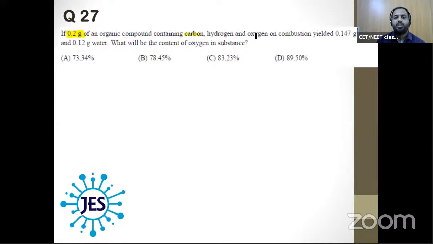Carbon, hydrogen, oxygen. On combustion, on burning, yields 0.147 grams of carbon dioxide and 0.12 grams of water. You are asked to find out the oxygen content in the substance. You are asked to find out what the oxygen percentage is.